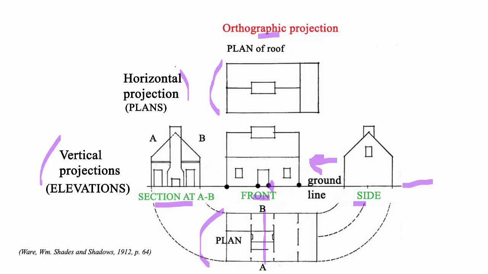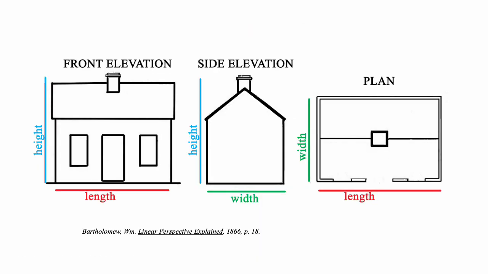The vertical projections connect to the part of the plan to which they belong. So the section connects to A and B on the plan, while the side connects to the right side of the plan. The front elevation, the side elevation, and the plan show 2 aspects of the height, length, and width. So the front elevation and the side elevation will give you the height. The front elevation and the plan will give you the length. And the side elevation and the plan will give you the width.